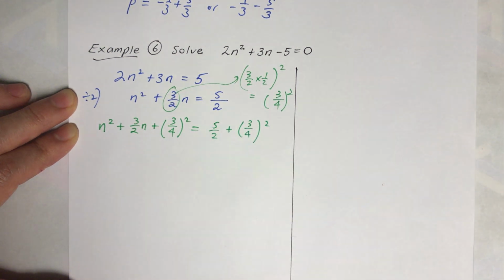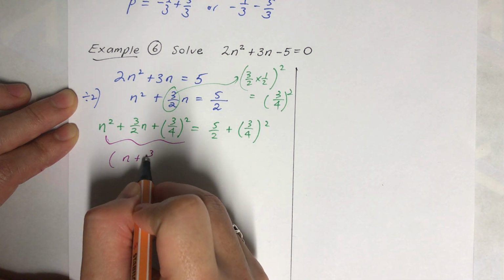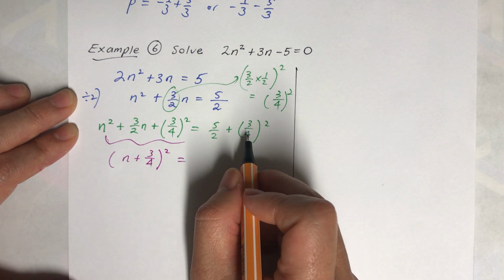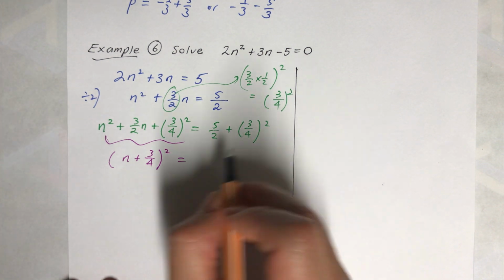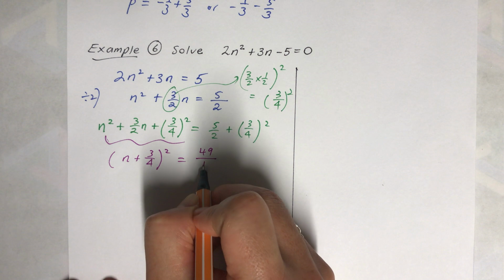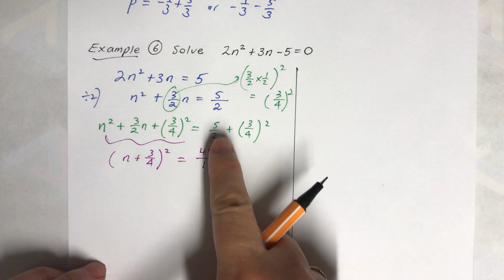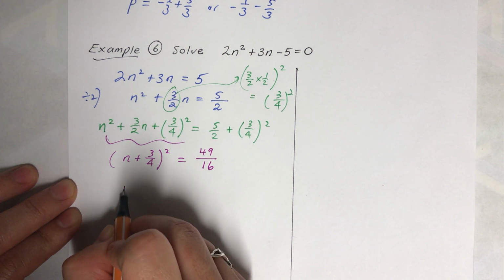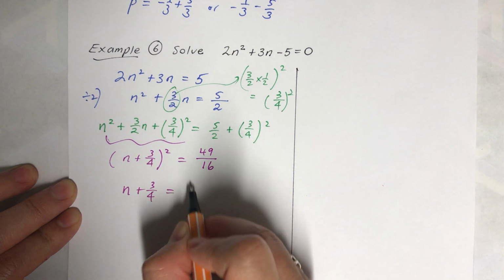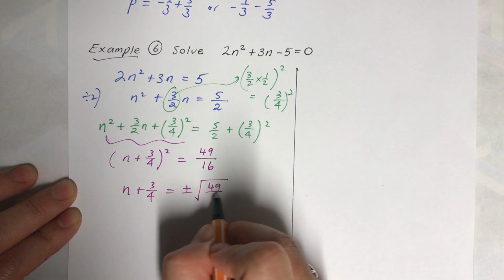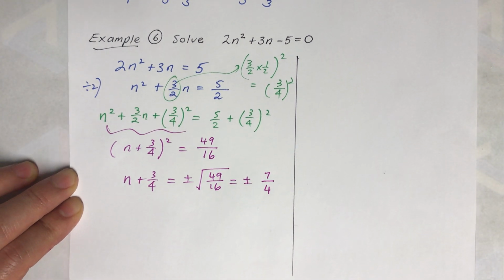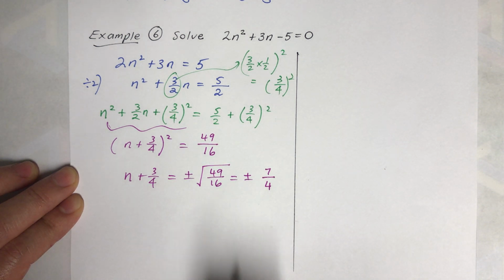So here, n squared plus 3 over 2n plus 3 over 4 squared equals 5 over 2 plus 3 over 4 squared. And then that's my perfect square, n plus 3 over 4 squared equals 5 over 2 plus 9 over 16, and if I put it together, using a calculator if you wish, I'll get 49 over 16. That looks really good because it's a square number, so we're going to have a simpler answer. n plus 3 over 4 equals plus or minus the square root of 49 over 16, which is 7 over 4, because root 49 is 7 and root 16 is 4.